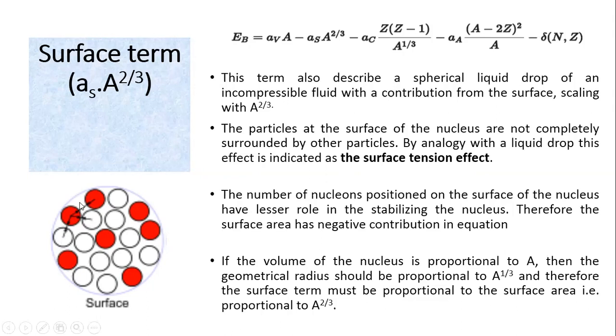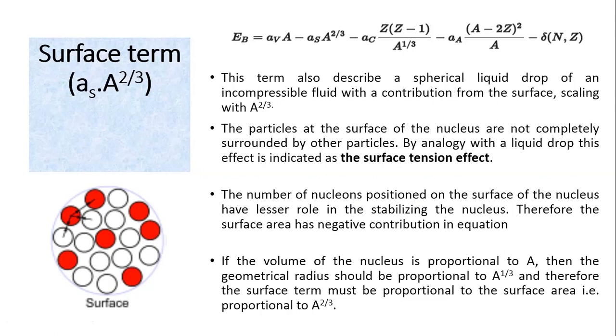That means the molecules at the surface are not equally surrounded by other molecules. So let's suppose this proton has an interaction with this proton, neutron, and this side. The interactions are there, but there is no interaction on the upper side. So this is simply the surface tension effect. The number of nucleons positioned on the surface of the nucleus have a lesser role in stabilizing the nucleus.